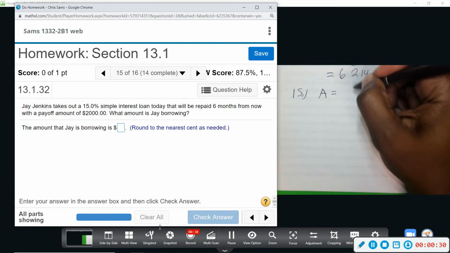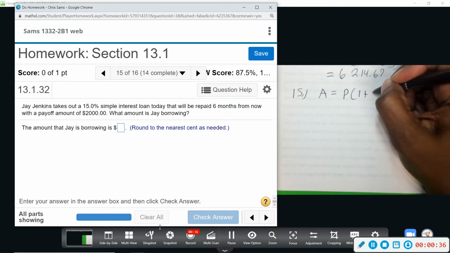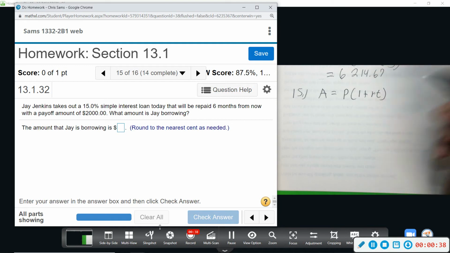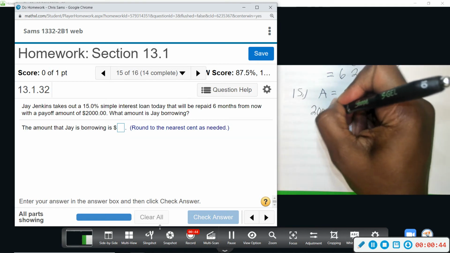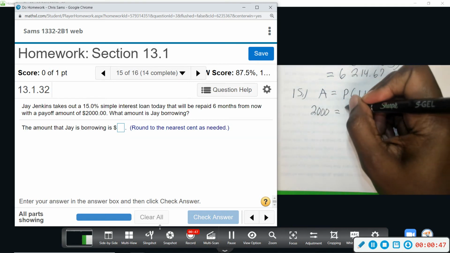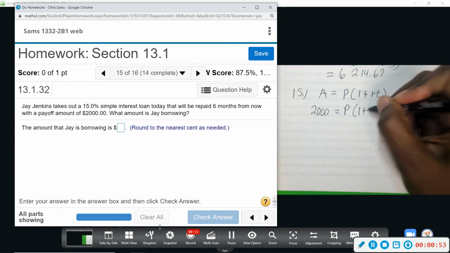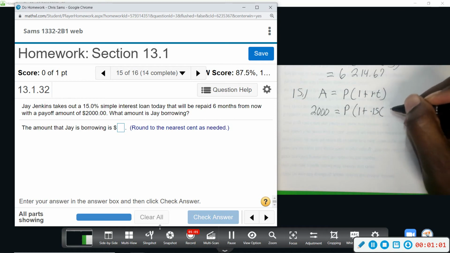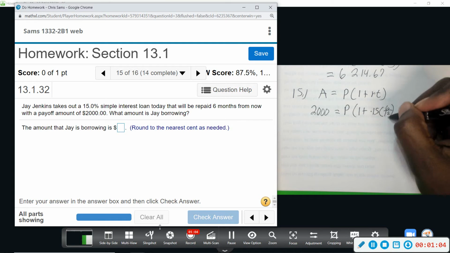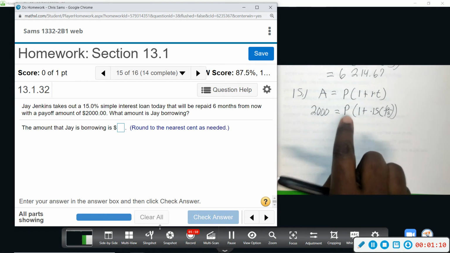A equals P(1 + RT). All right, they gave us how much he has to repay, which is 2,000. So that's the final amount that goes in A. We're looking for how much he borrowed, so P, we don't know that. We do know the rate is 15%, so that's 0.15, and it's going to be paid in 6 months, so 6 divided by 12. If we take this amount and divide it by 2,000, that leaves us with P.